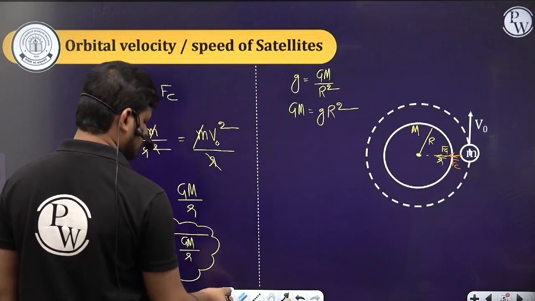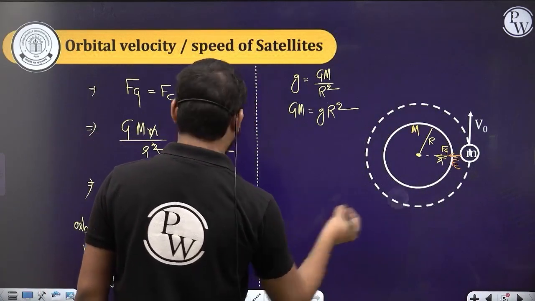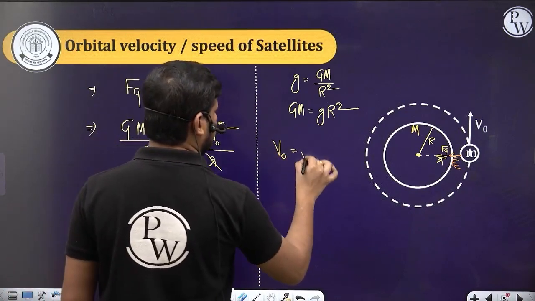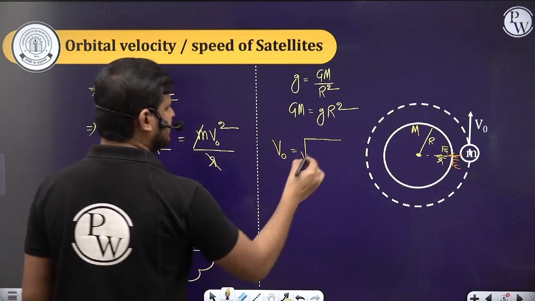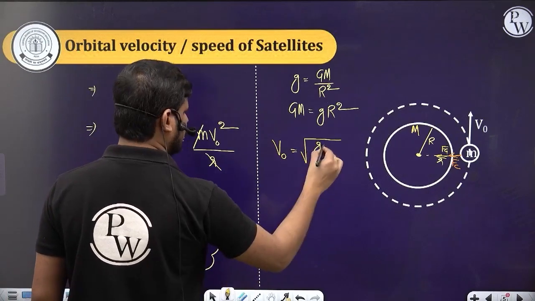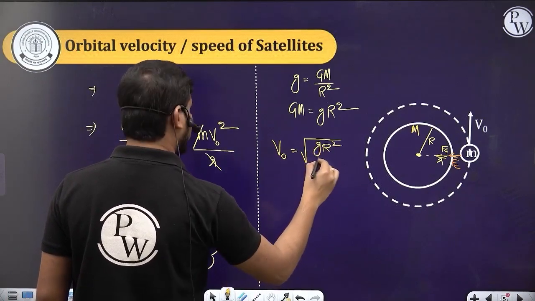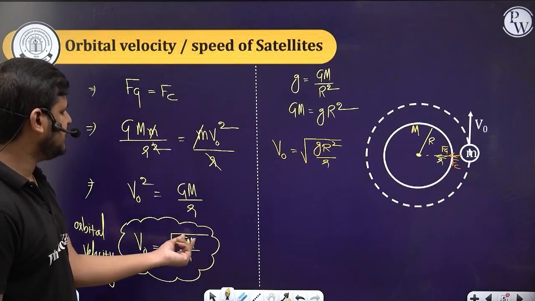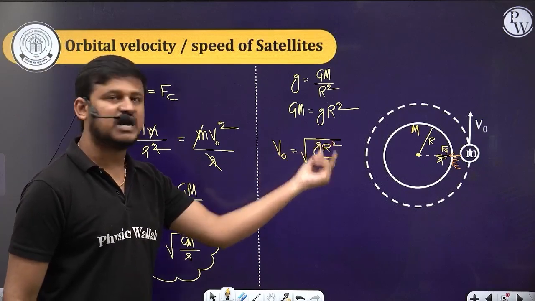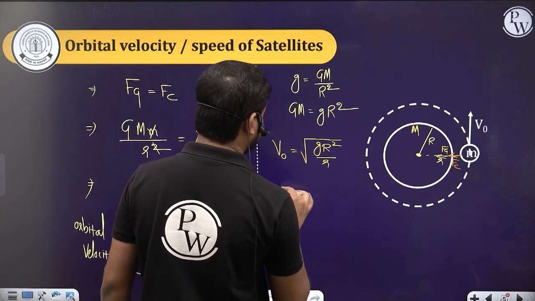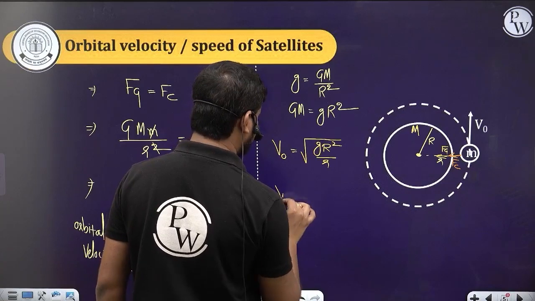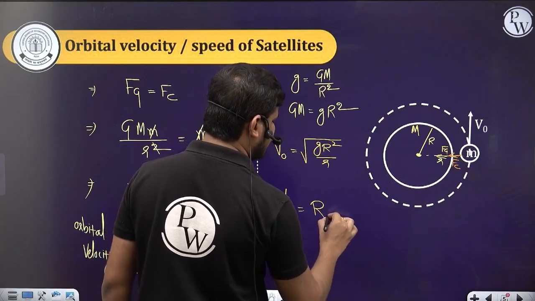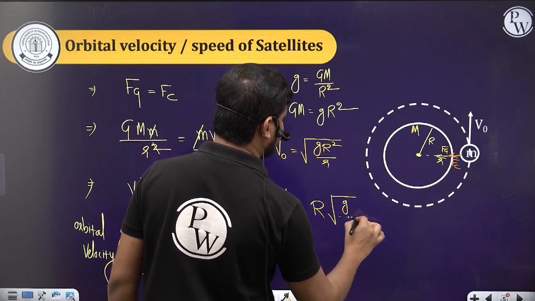So now I can write here, the V orbital is equal to root over g R square by r. So root over g R square by r, yes or no? So this is GM by r square, which is nothing but g R square by r. Then you can also write it as V naught is equal to, so root R square, if you can bring it out, so R root over g by r.